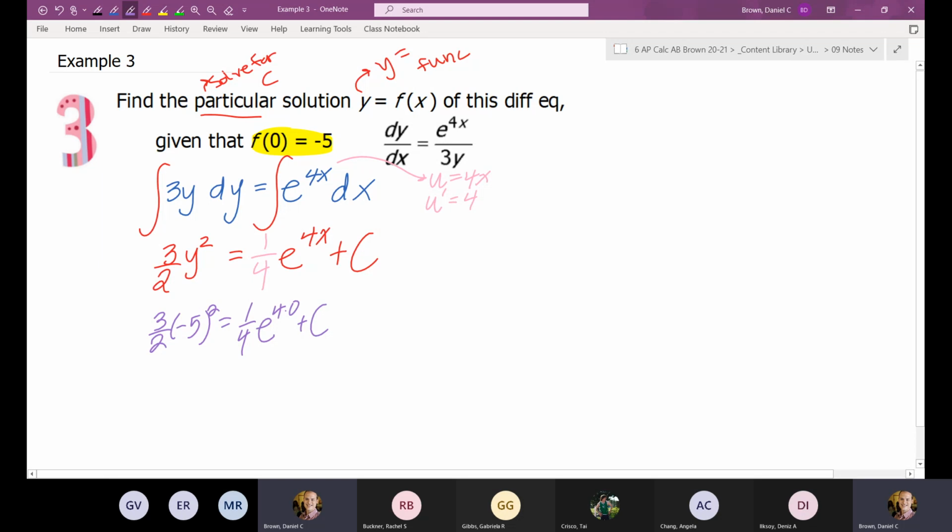I'm not going to simplify my answer completely, but I'm going to kind of talk about some things. So -5 squared is 25. So now it's going to become 75/2. E to the 0th is 1, so that's just going to be 1/4. So what is c? C is 75/2 minus 1/4. And I know some of you want to simplify that because there's 2 numbers. I'm not, because you're allowed to be lazy, but again, simplify if you want, or leave it kind of separate.